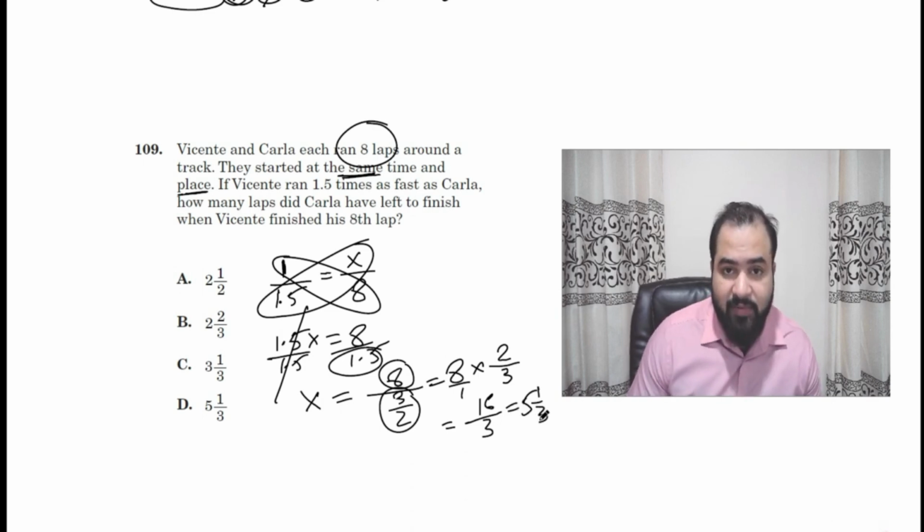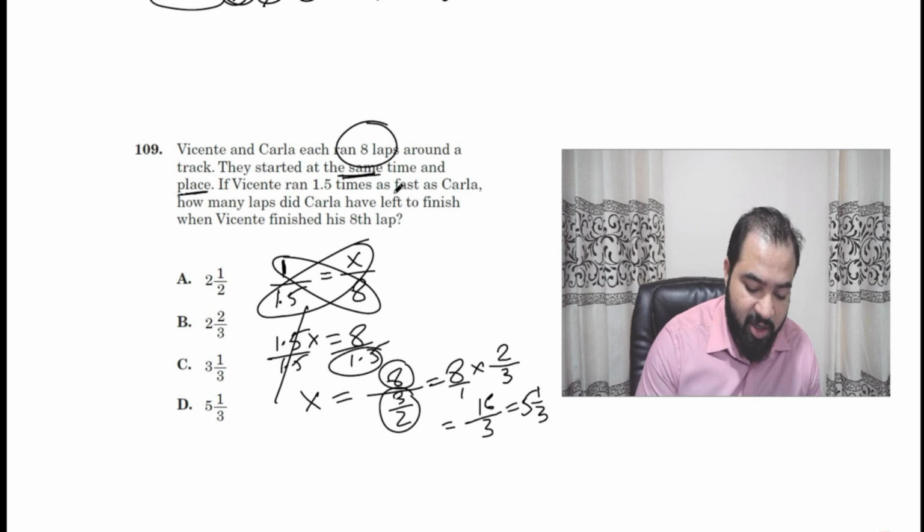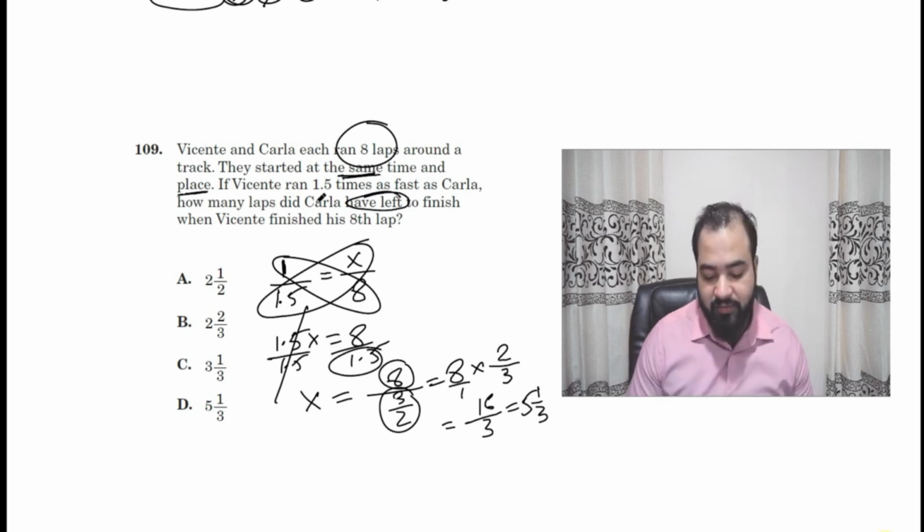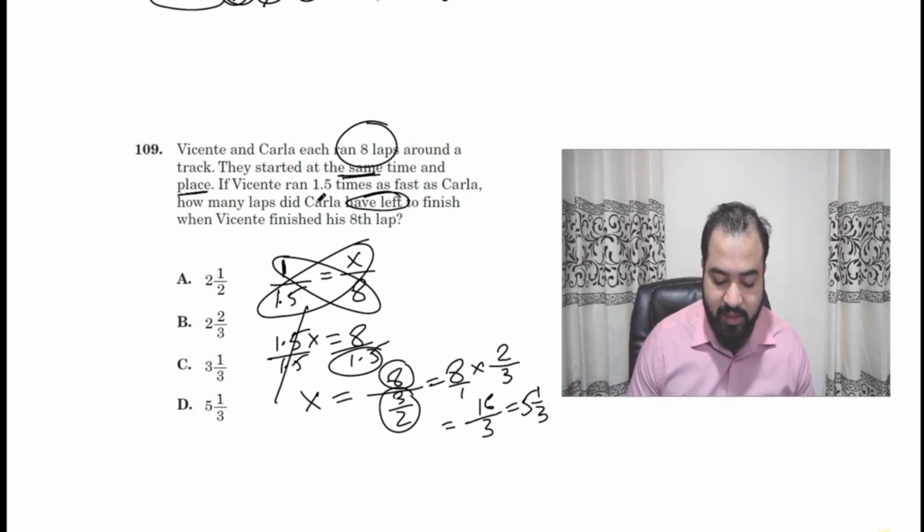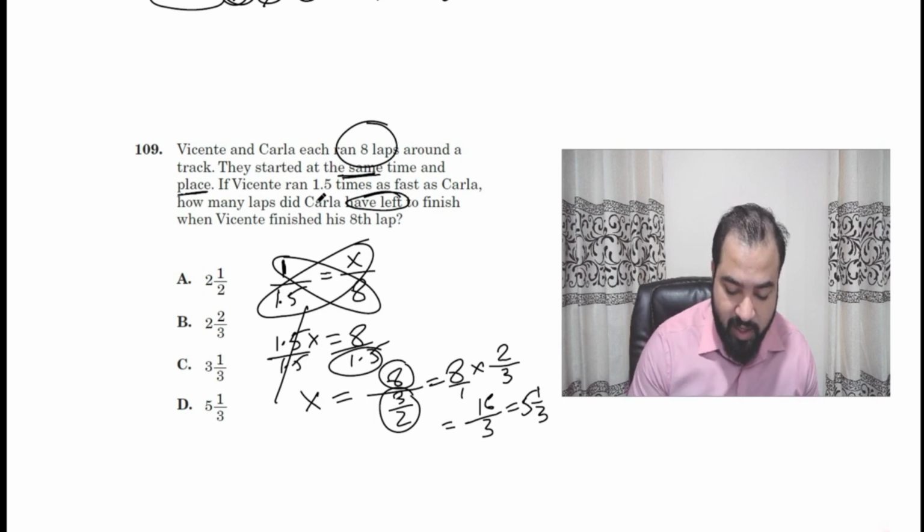Now, is 5 and 1/3 the answer? No, because they said how many laps did Carla have left? So Carla finished 5 and 1/3. So the total is 8 minus 5 and 1/3.